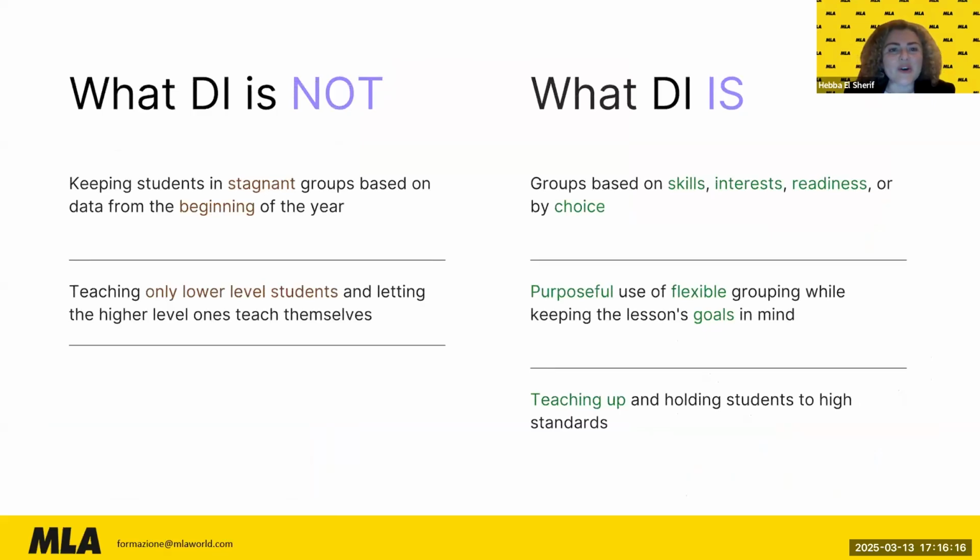Yeah, no worries. So when people hear differentiated instruction, they usually think of grouping students based on their levels or teaching the weaker students. But that's not actually what differentiated instruction is, or what effective differentiated instruction is. With differentiated instruction, we group kids based on their skills, their interest, their readiness to learn, or by choice.